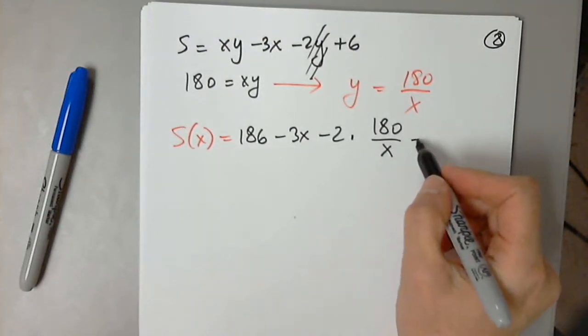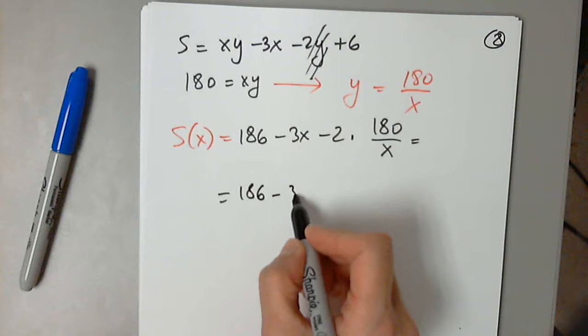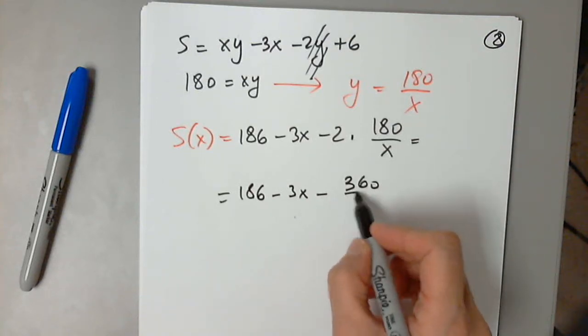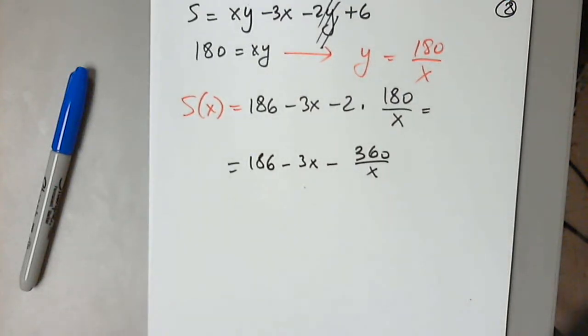So then we continue. I simplified a little bit. 186 minus 3x minus 360 over x. Good. So now we're happy because we have the function. And we proceed by finding its derivative, its critical number or numbers, and then we show whether it gives a maximum or a minimum by studying the sign of the first derivative. So what should I continue with then?